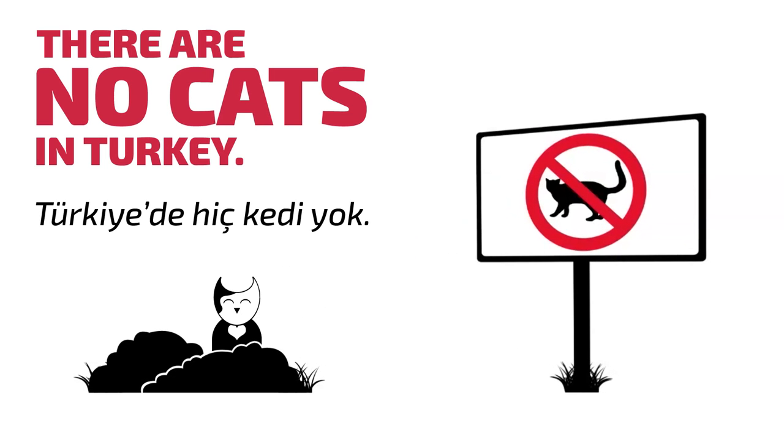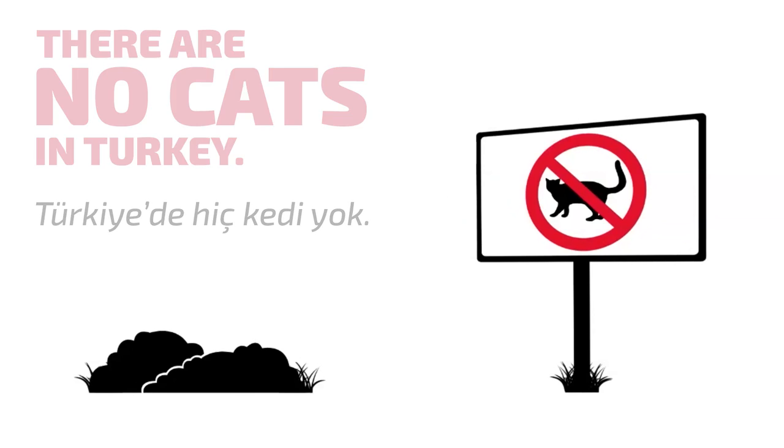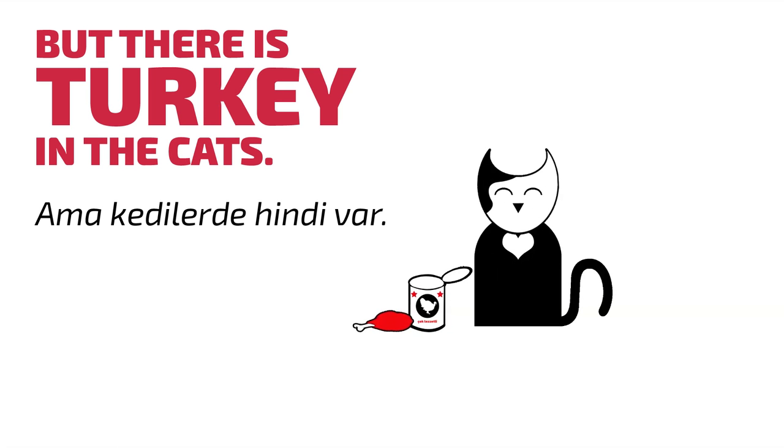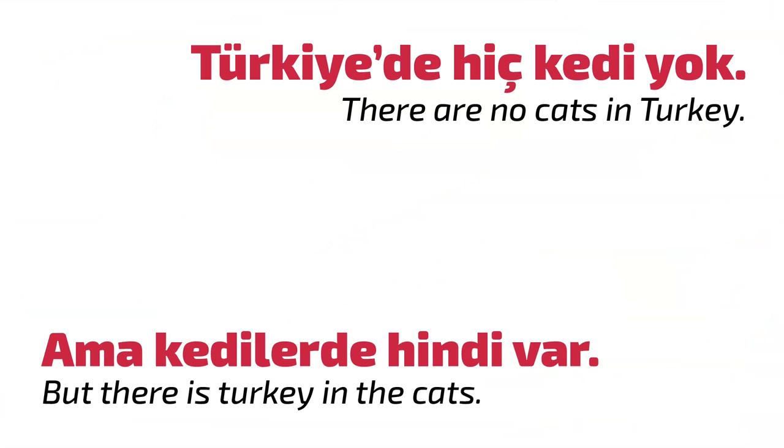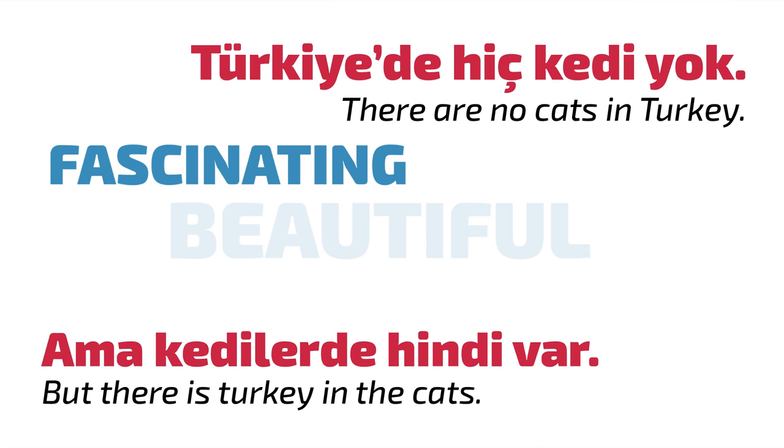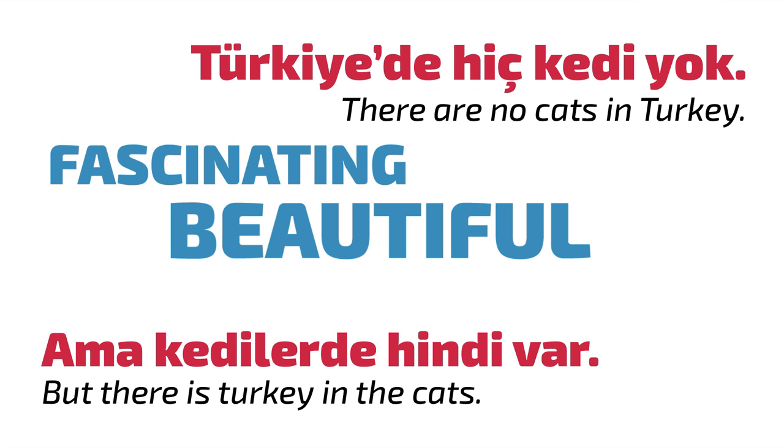There are no cats in Turkey. Türkiye'de hiç kedi yok. But there is turkey in the cats. Ama kedilerde hindi var. It might seem quite incredible, but from these two sentences, we can learn quite a lot about some of the unique features of the Turkish language, which is a fascinating, beautiful, and above all logical language.